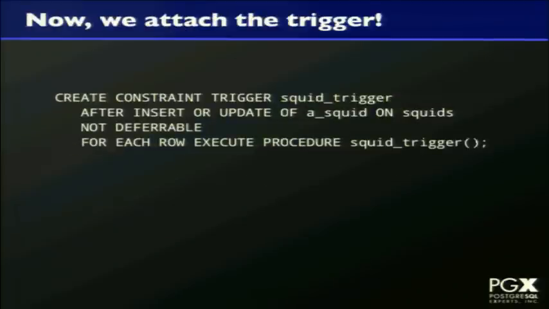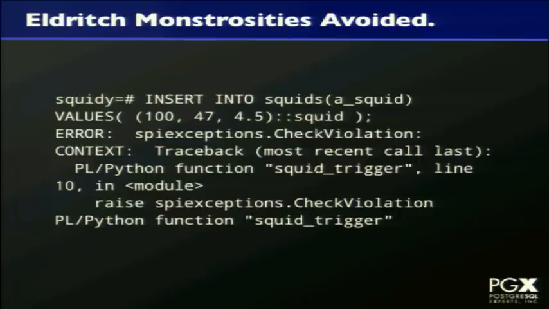We can attach the trigger here: create the constraint, attach the trigger, and then we try to insert a 47 tentacled squid, and bang, it won't let you. Great, problem solved.